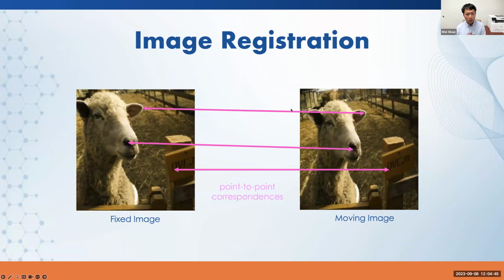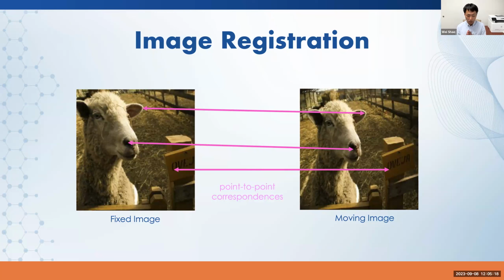Another fundamental task in medical imaging is called image registration. The goal of image registration is to find point-to-point correspondences between 2 images. Here I'll give you a simple example: the tip of your ear will correspond to the ear, your nose will correspond to the nose. So it basically establishes a dense point correspondence map, where for each point in your image, you want to find the corresponding point in another image. Image registration is super important.